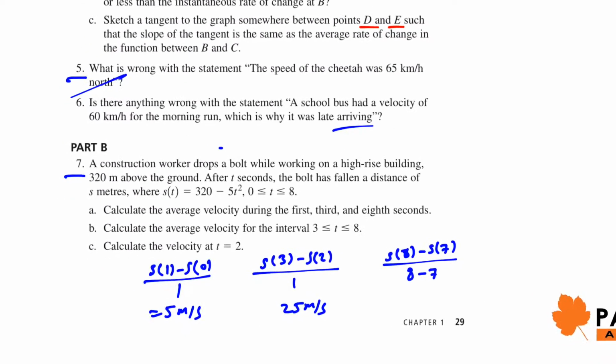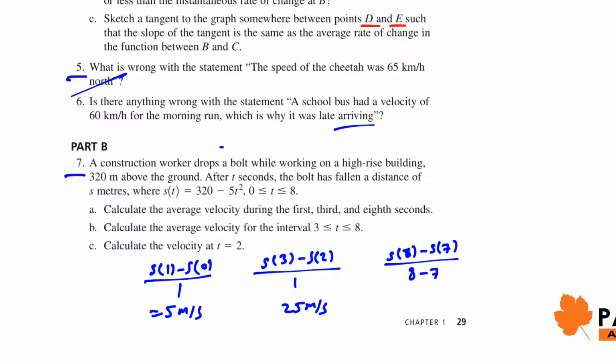Question number 7. A construction worker drops a bolt while working on a high-rise building 320 meters above the ground. After t seconds, the bolt has fallen a distance of s meters, where s is 320 minus 5t squared, t between 0 and 8. Calculate the average velocity during the first, third, and 8th seconds.